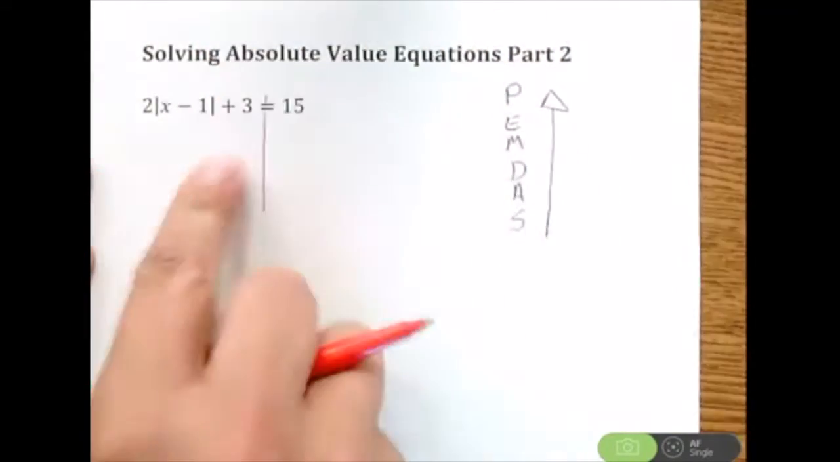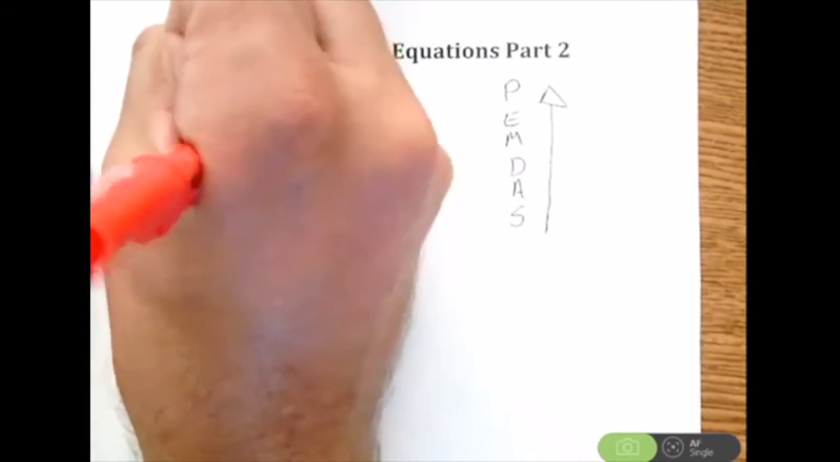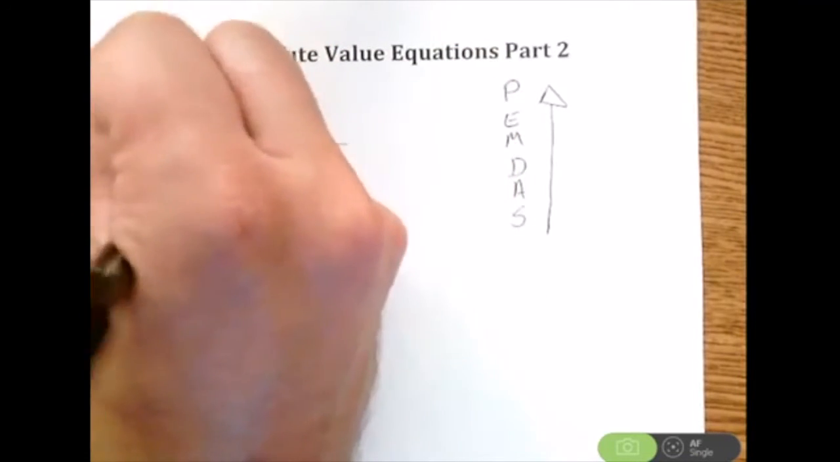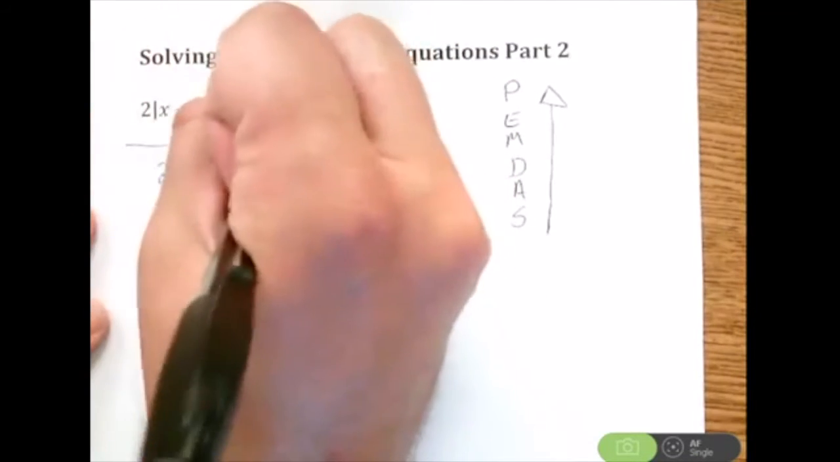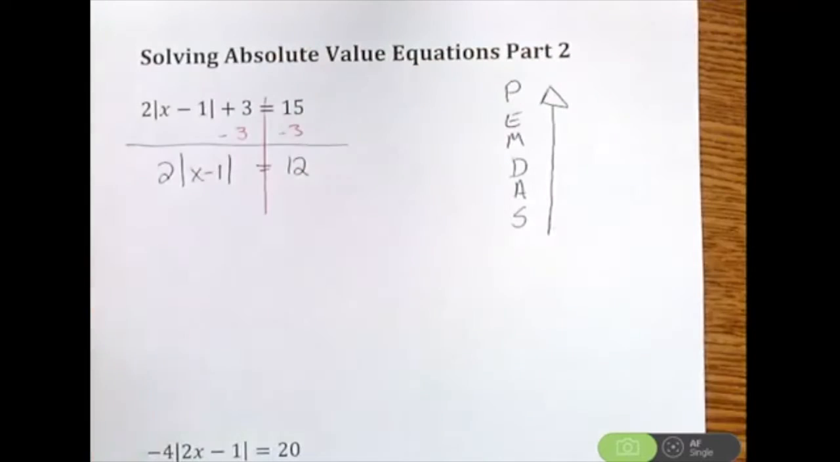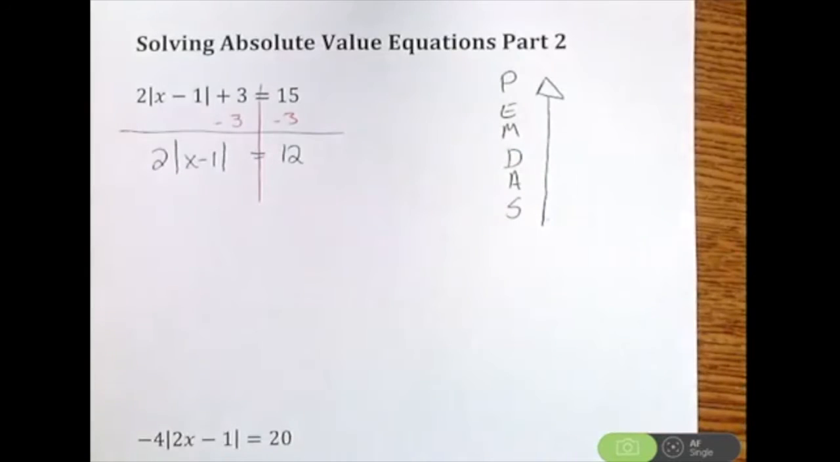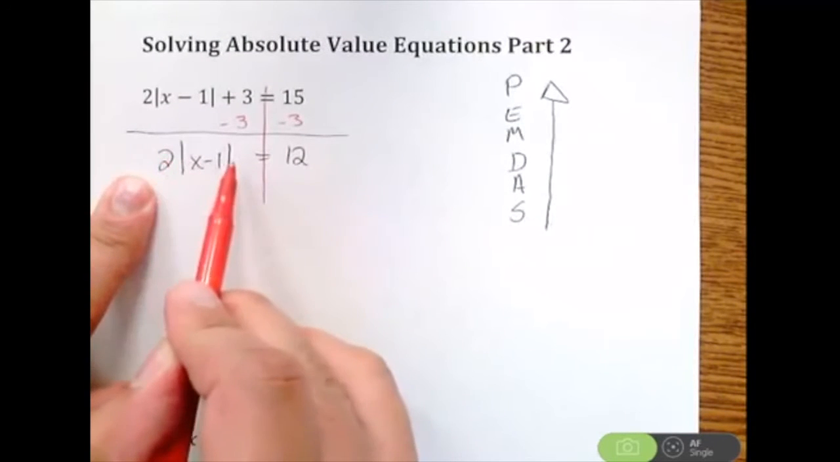If I want to get rid of addition, subtraction first, that means I've got to get rid of this plus 3. So minus 3 to both sides. That's going to give me 2 absolute value of x minus 1 equals 12. Okay, so I got rid of the addition, subtraction. Now I've got to get rid of multiplication, division. So I have this 2 out front, then the absolute values.